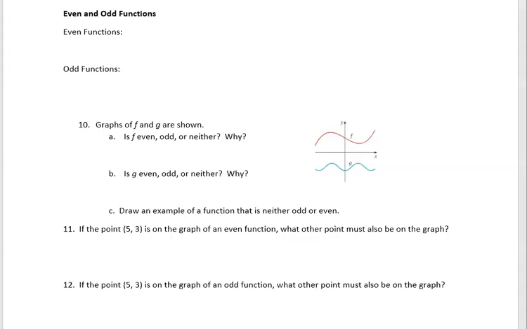Even and odd functions. An even function means if you have an f of x value and you switch it to a negative x, when you evaluate, you're going to get the same as if you had used x. Let me give you an example.